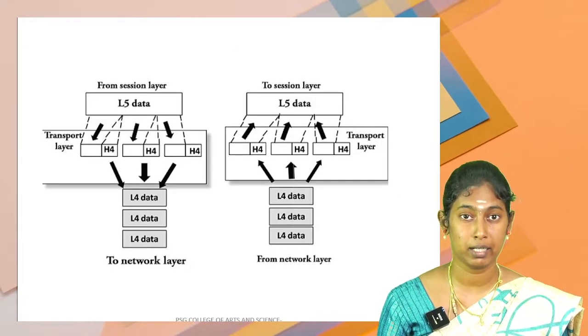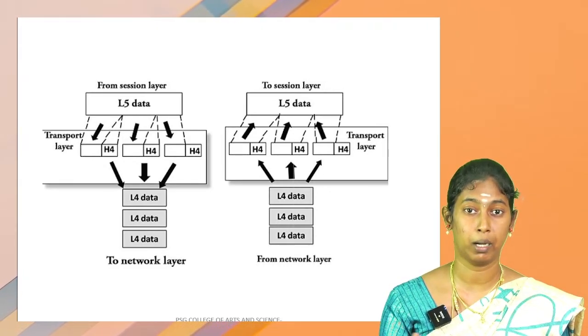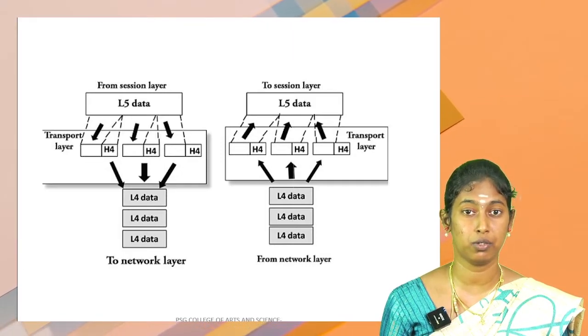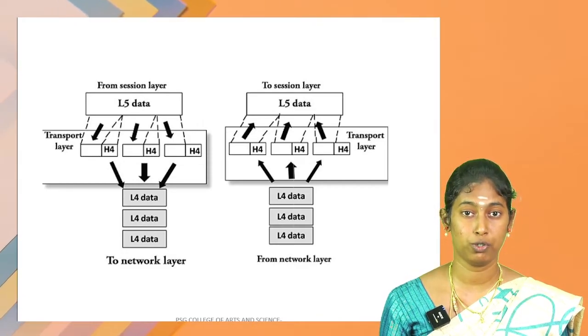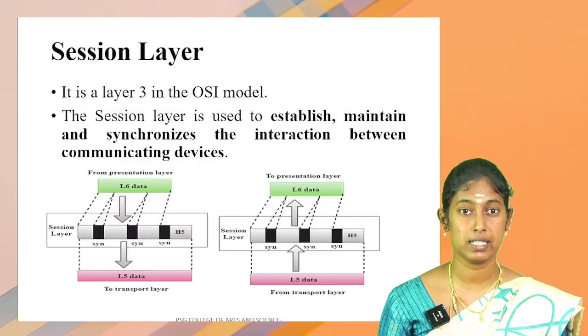This is the diagrammatic representation of the transport layer. Here we can see the data is coming from the upper layer. Here the entire data has been segregated into various segments, and these segments will be forwarded to the lower layer, that is the network layer. Next is the session layer.